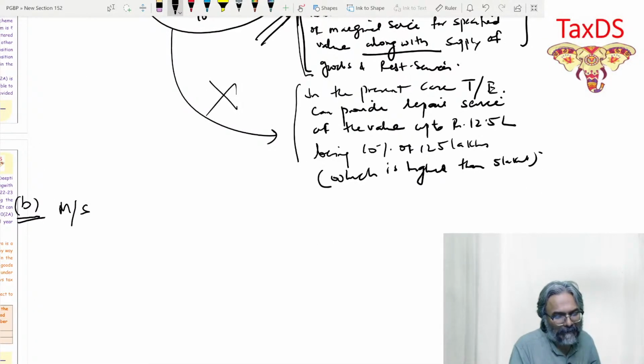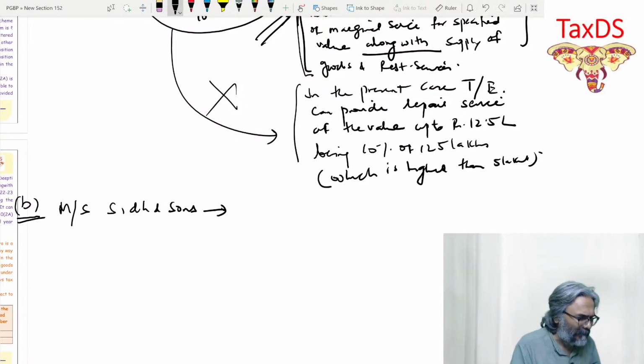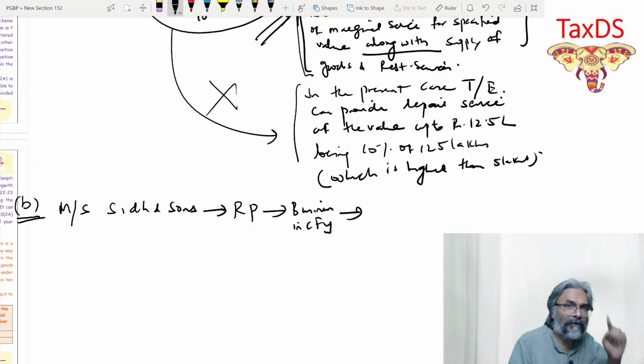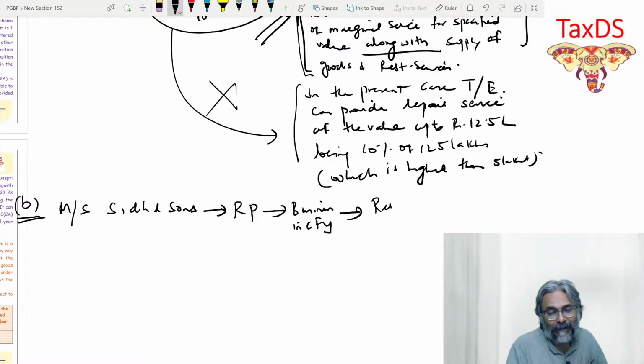Point number B, students. So what is this person? This is Siddharth and Son. Is he a new person or an old person? Old person, registered person, I will say. What is his business in the current financial year? Don't write only the last year's business, because last year he was only a restaurant. Current year he is what? Restaurant service plus, always write like this, plus what? Trading in goods, trading of juice.